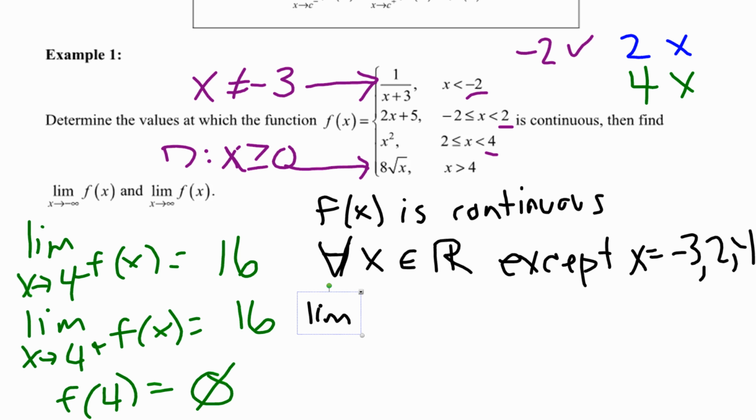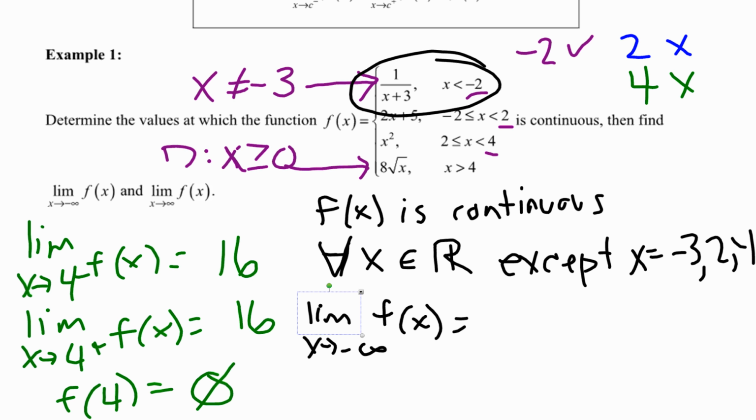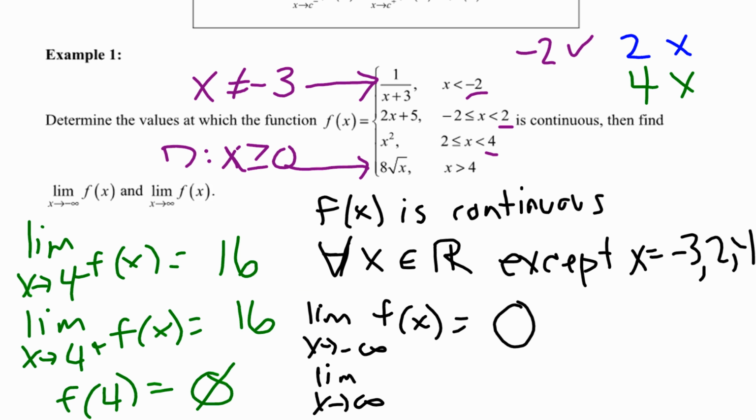Now we're going to answer the other part. Limit as x approaches -infinity. Well, negative infinity would occur in this section. So if we let our numbers get really, really big in a negative sense, it's going to approach 0. And then we have limit as x approaches infinity of f of x. This time we're looking at the bottom section. If we let the numbers get really, really big, it's going to continue to get really, really big. Infinity.